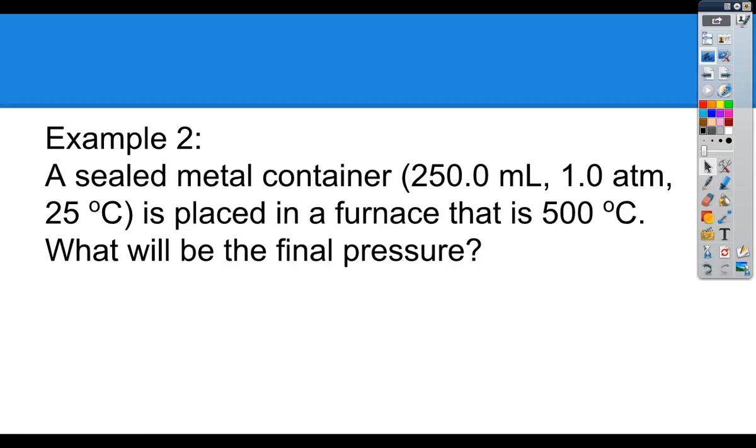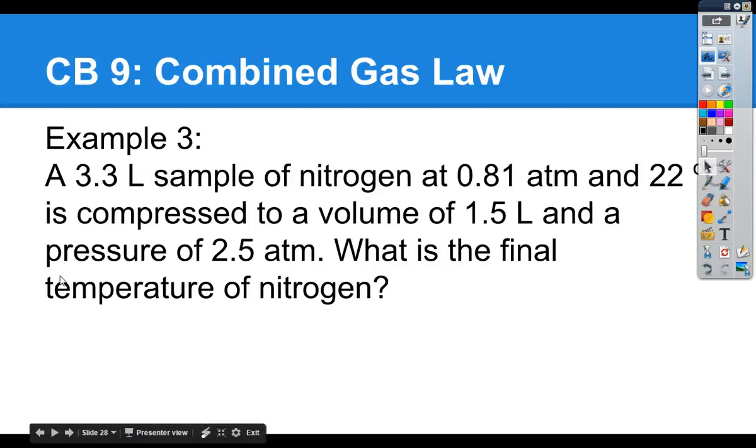A sealed metal container, which is 250.0 milliliters at 1 atmosphere at 25 degrees Celsius, is placed in a furnace that's 500 degrees Celsius. What will be the final pressure? So we're given some information. We're given a V1. Go back to this thing again.